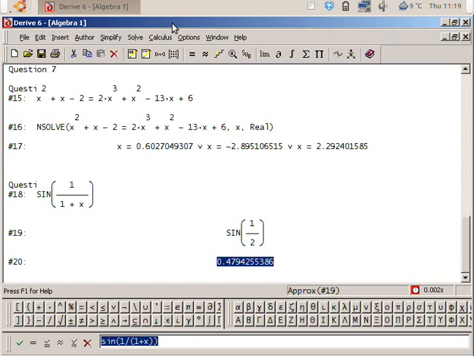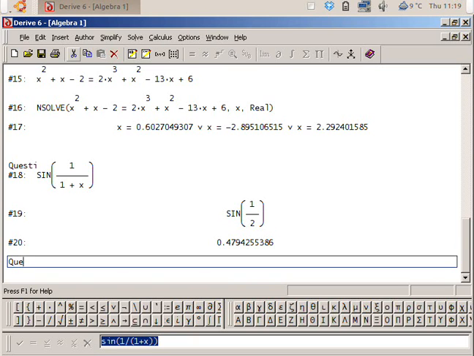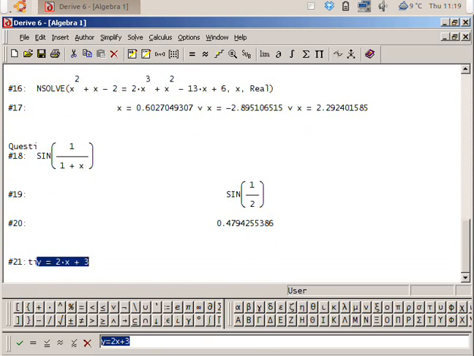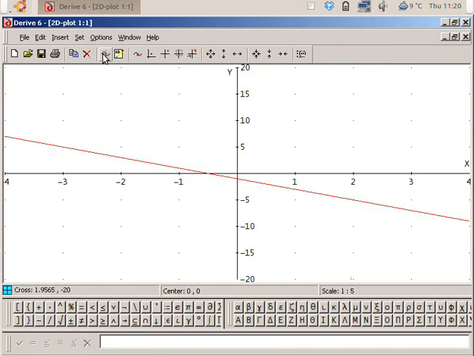Okay, 9 now. I give you 2 equations. Y equals 2x plus 3. 2x plus y plus 1 equals 0. Now, usually you have y equals mx plus c. So let's do the graph for this one first to see if it'll work. So if I click graph and graph, it's okay, good.